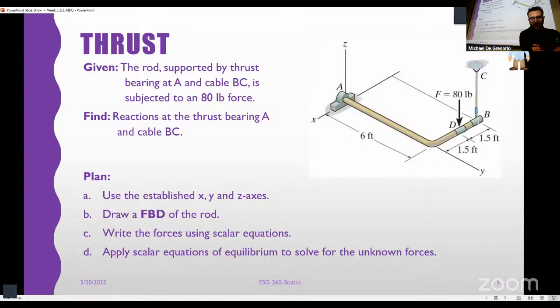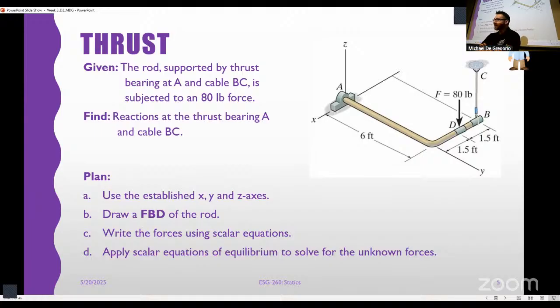Right, so there's a couple of things that we're assuming when we're given this, right? First of all, we're assuming that since this is a statics class, we are in some sort of static equilibrium, right? So we want to know how I have to balance these forces to determine that this will stay up with 80 pounds hanging on it. You can see our plan here. We're going to set up our XYZ axes, draw our FBD, write the forces using scalar equations, and apply scalar equations of equilibrium to solve for our unknown forces. Okay.